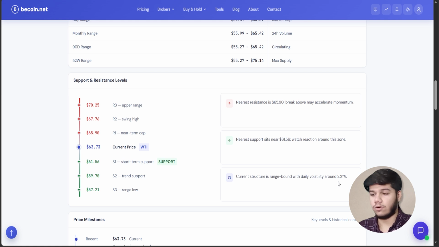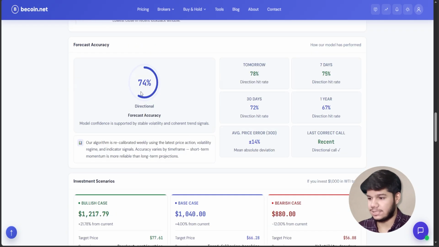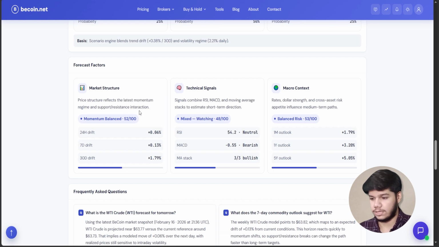Again, as I told you earlier, on the upside the price is currently range bound and the volatility rate is 2.21%. Furthermore, you can see the directional forecast accuracy is 74%. The tomorrow hit rate could be 78%. Furthermore, for 7 days, 30 days, 1 year, the average price error is 14 plus or minus, and the recent call was correct. The bullish case scenario could be this, the base case scenario could be this, and the bearish case scenario could be minus 12% from the current scenario.